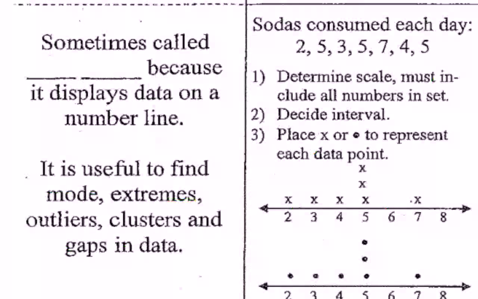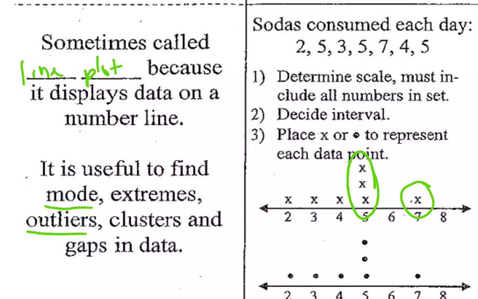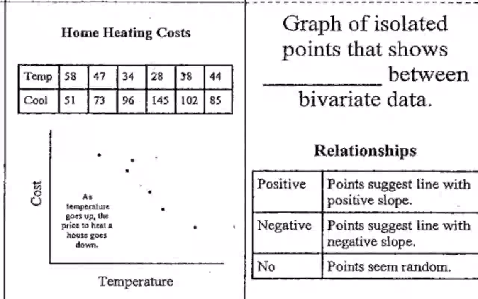Moving down into the left, here we have a dot plot, which sometimes we call a line plot because it displays data on a number line. And it's useful to find the mode, to look at extremes, or to see outliers. So for instance, I can see clearly here that my mode is 5. And I have this little 7 kind of hanging out over there. So depending on the type of data, I will want to use a different way to represent it.